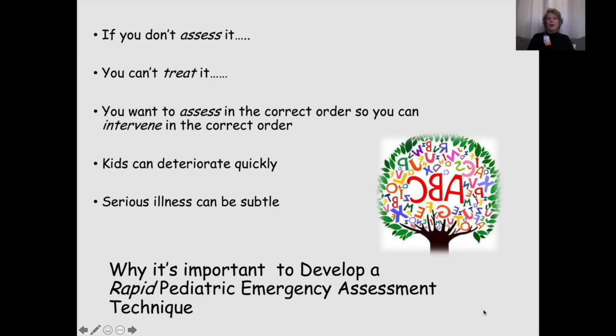Kids can deteriorate very, very quickly. They can compensate to a point and then no longer. And when they get to that point where they can no longer compensate, they can become unstable very, very quickly. They can also have very serious illness and their presentation initially could be very subtle.